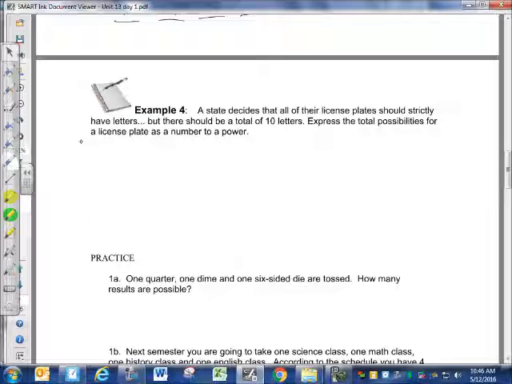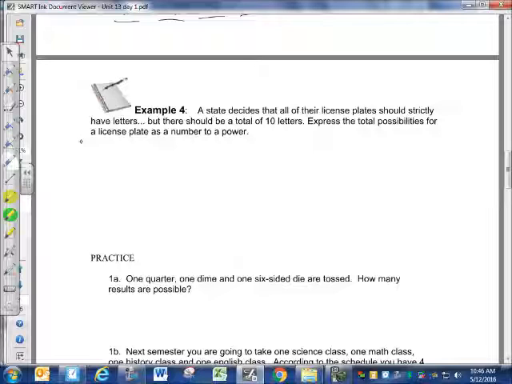Yes, it's in this packet. We should be able to finish it before the end of class and go over it before the end of class. All right, a state decides that all of their license plates should strictly have letters, but there should be a total of 10 letters. Express the total possibilities for a license plate as a number to a power.